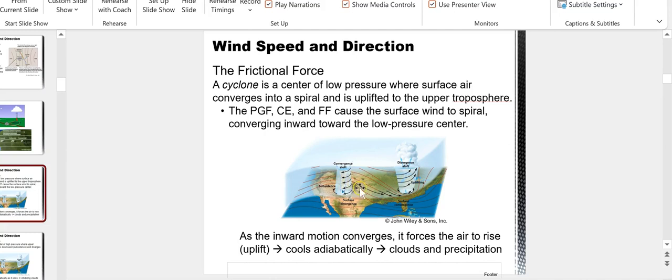Then you'll see these winds are moving toward the low pressure center here. Low pressure centers are significant for rising air. You'll see the clouds here represented by air that's moving up. It's losing its ability to hold water, so the water condenses out as clouds.